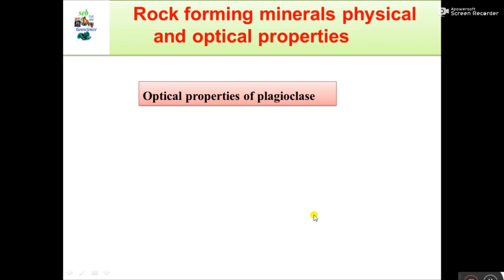Physical properties are identified using a hand specimen, optical properties of a mineral are determined using a microscope, and geochemistry is very accurate, but it is expensive to use to identify a mineral. So knowing physical properties briefly is very important to identify minerals in the field.